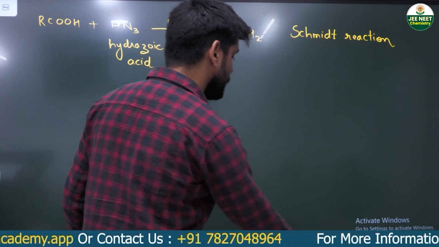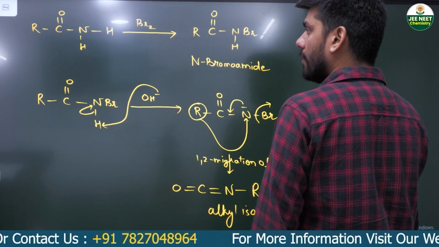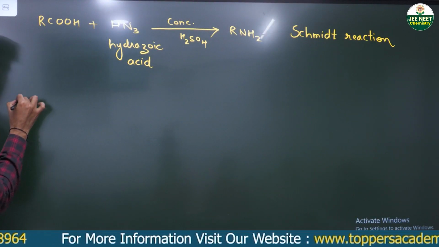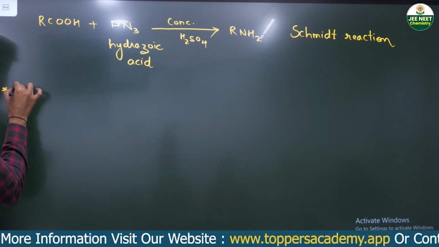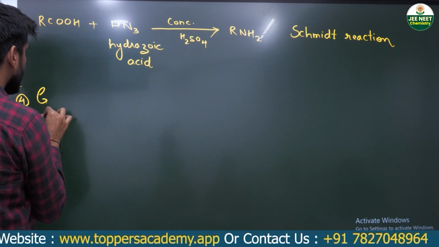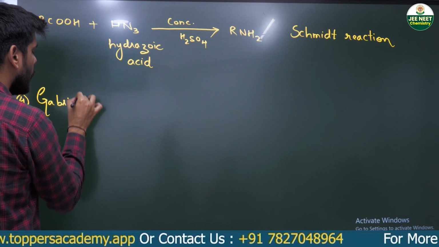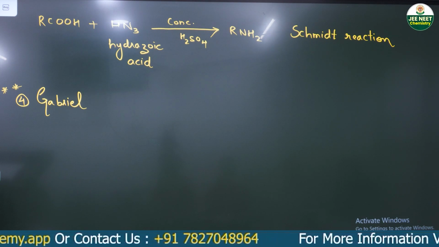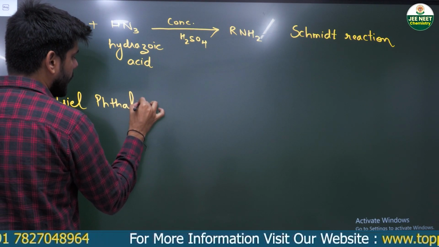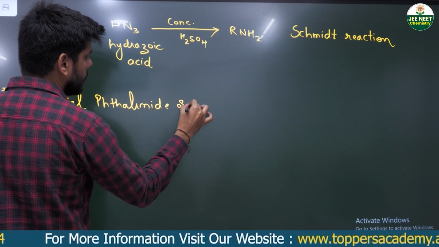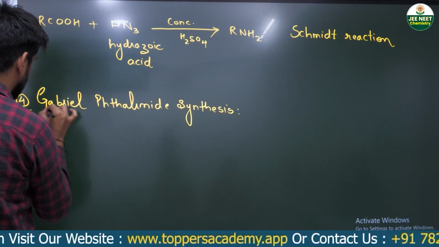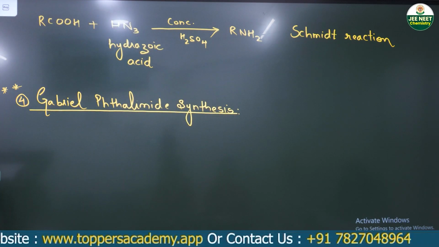This was reaction number 3. Let us discuss the next reaction. That is also very important, star marked. Gabriel phthalimide synthesis. I hope you have noted that all of these methods are exclusively for primary amines. Gabriel phthalimide synthesis. Is that clear?